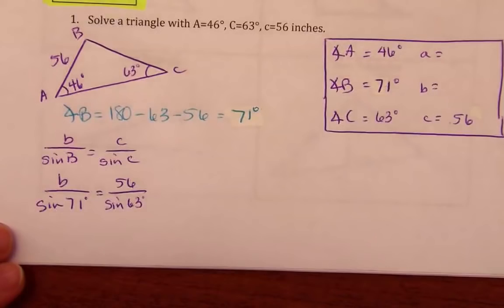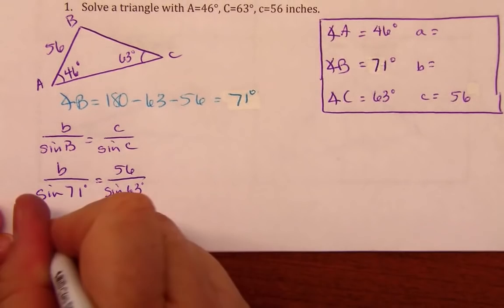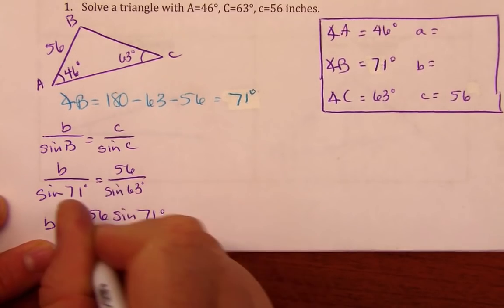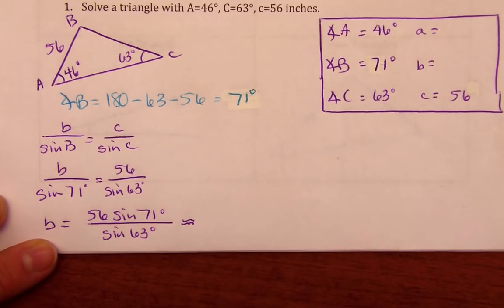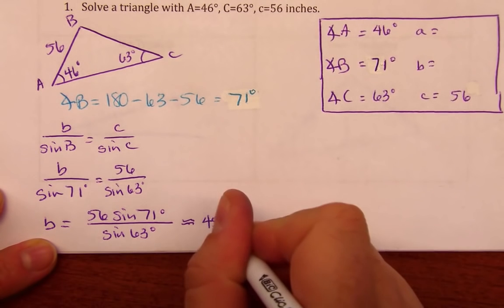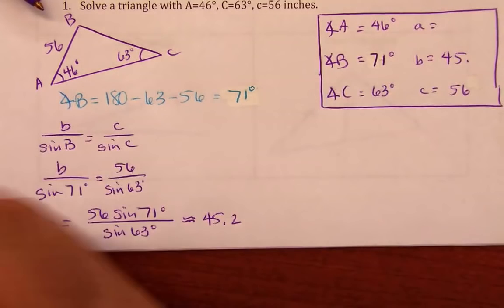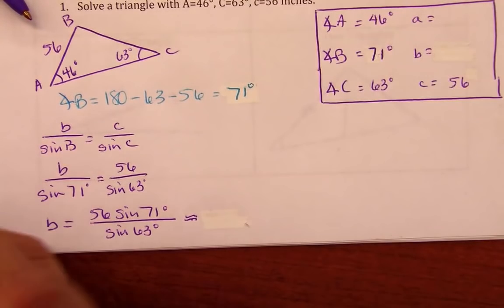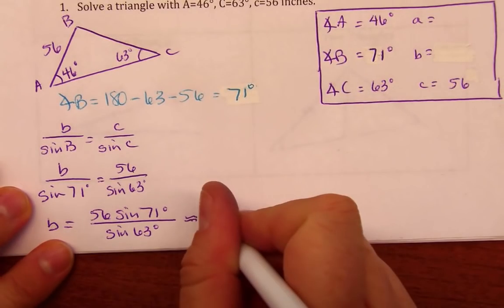Now let's go ahead and solve. I can multiply by sine of 71 on both sides, and B is equal to 56 sine of 71 degrees over sine of 63 degrees. When I plug it in my calculator, I'm going to get 59.4.